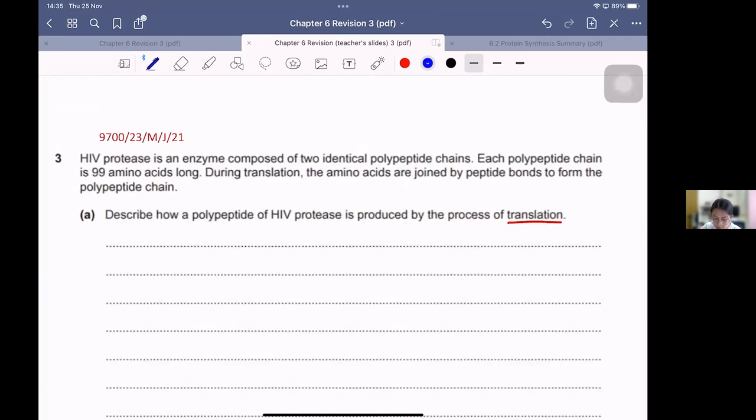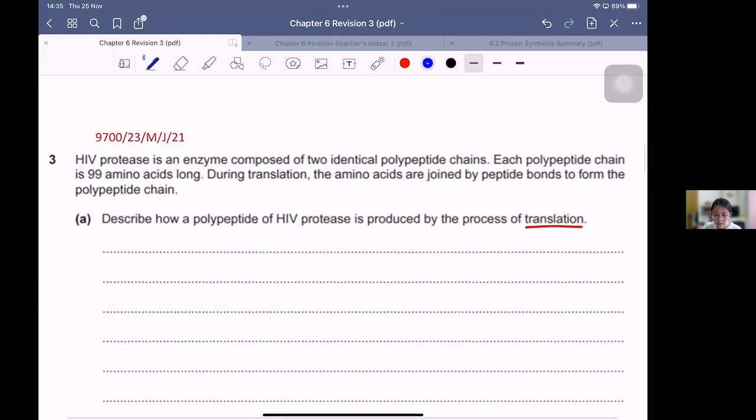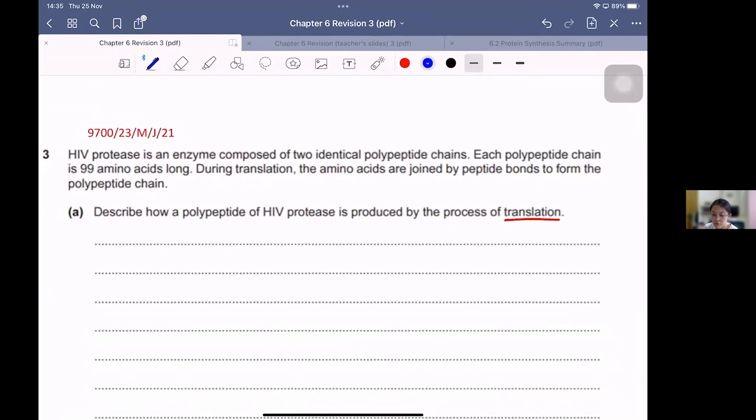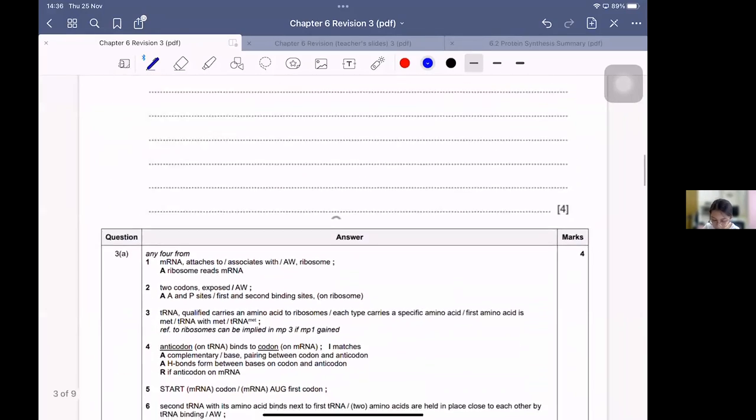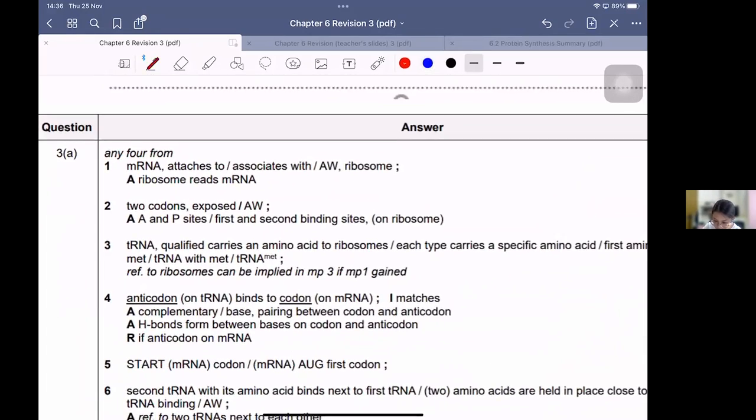So let's go back to the question. HIV protease is an enzyme composed of two identical polypeptide chains. Each polypeptide chain is 99 amino acids long. During translation, the amino acids are joined by peptide bonds to form the polypeptide chain. Describe how a polypeptide of HIV protease is produced by the process of translation. So let's look at the mark scheme. Firstly, we can talk about mRNA. It attaches to or associates with the ribosome.